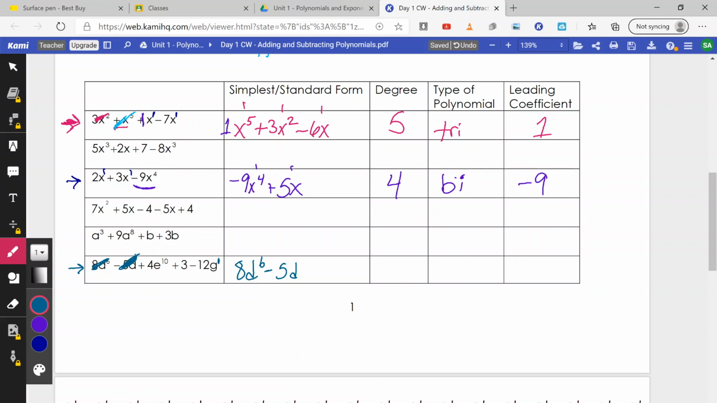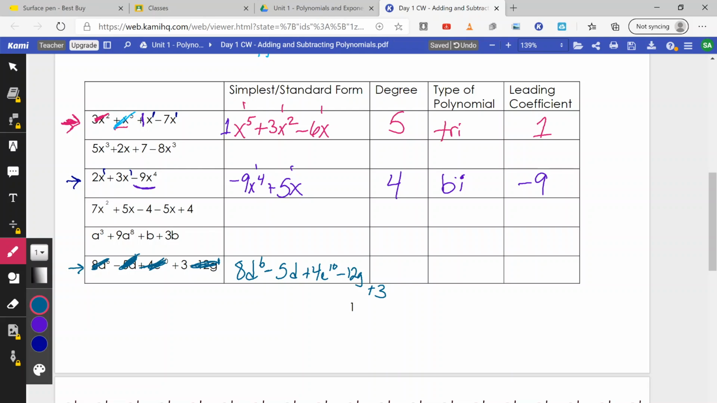Next up, the next variable that we have is E or G. E comes first, so that's what I'm going to put. So there's no other e's except the positive 4e to the 10th. Then I got the number 3 and the minus 12g to the first. Again, variables always come before solid numbers, so minus 12g. And then last but not least, plus 3.